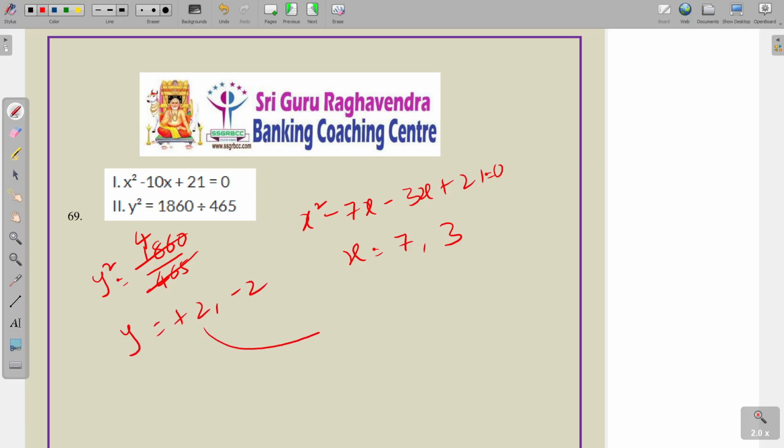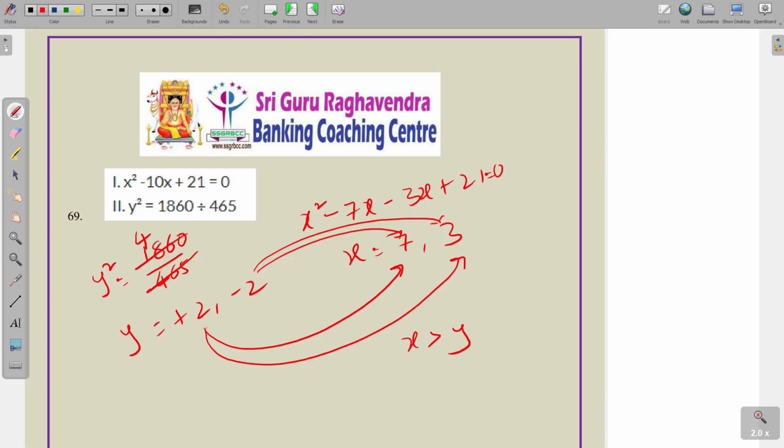Comparison of x and y. Now x is greater, for this also x is greater, for this also x is greater, and for this also x is greater. x greater than y is the answer for this question.